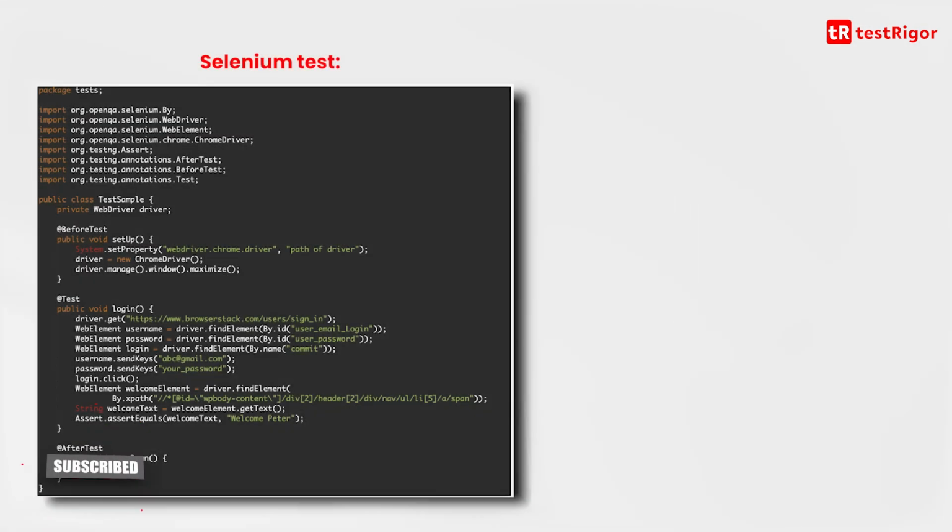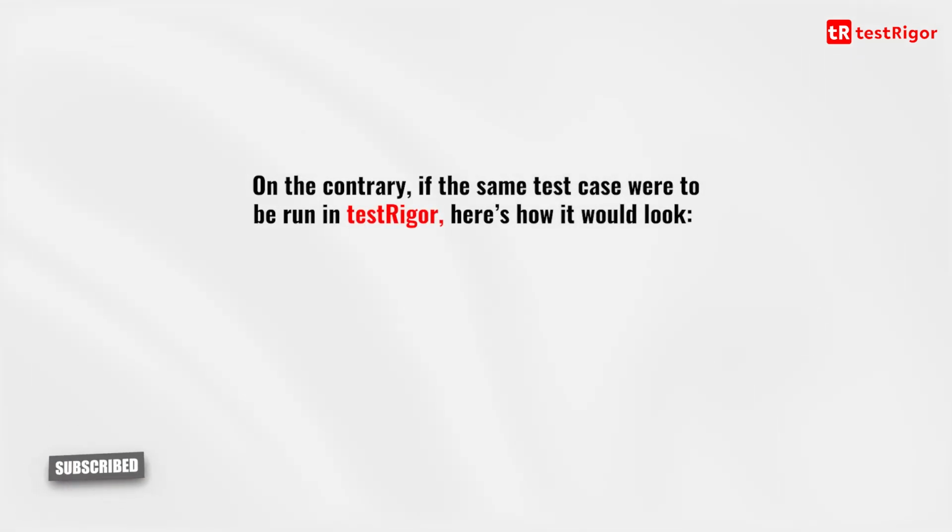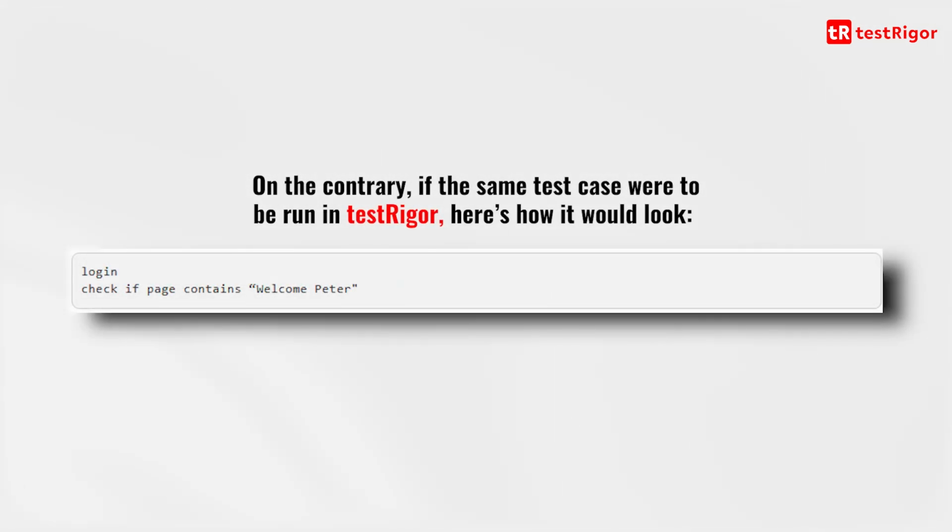Here's an example of a Selenium test case for logging in. For a simple operation like this, you need to go through the hassle of writing lines of code, working with brittle UI element identifiers, and still not know if the test will run properly. On the contrary, if the same test case were to be run in TestRigger, here's how it would look. That's it, just 2 lines, and with stable test runs and bare minimum test maintenance.